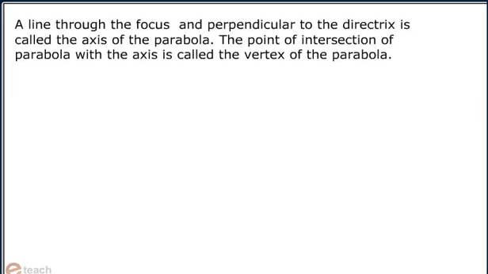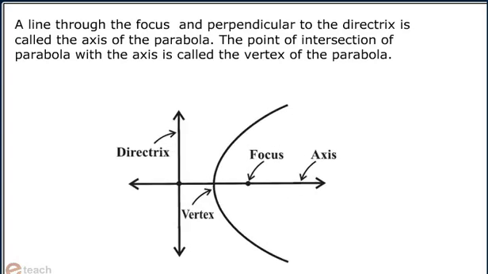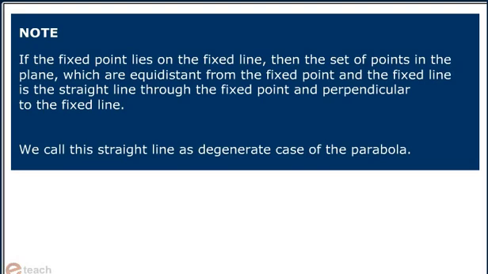A line through the focus and perpendicular to the directrix is called the axis of the parabola. The point of intersection of the parabola with the axis is called the vertex of the parabola. Note: if the fixed point lies on the fixed line, then the set of points in the plane which are equidistant from the fixed point and the fixed line is the straight line through the fixed point and perpendicular to the fixed line. We call this straight line the degenerate case of a parabola.